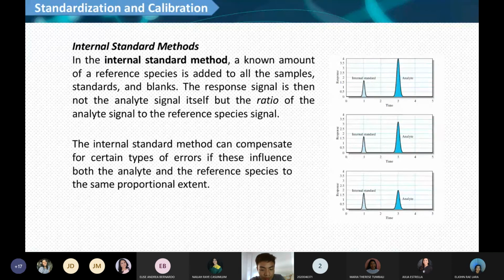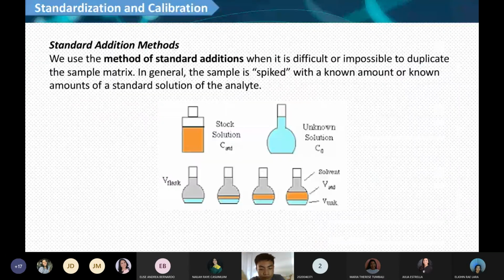Other types of standard calibration ay internal standard method wherein you have your internal standard. You will compare it with your analyte. No? So, depende sa differences ng kanilang measurements, you can get the concentration. Okay. Ito naman ay standard addition method. So, you have your internal standard. Ilalagay mo siya sa inyong solution. Okay. And then, depending on the changes sa reading, there is a corresponding concentration for the unknown. Okay, so, similar concept with internal standard.